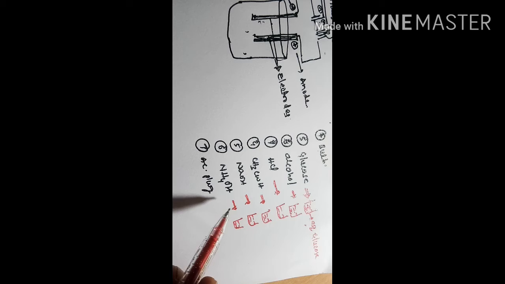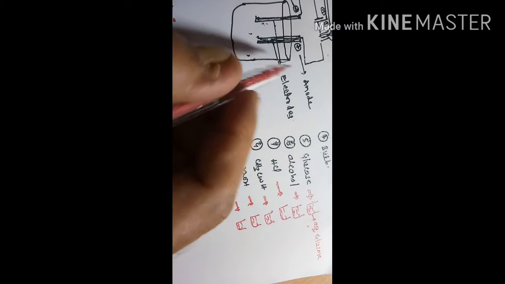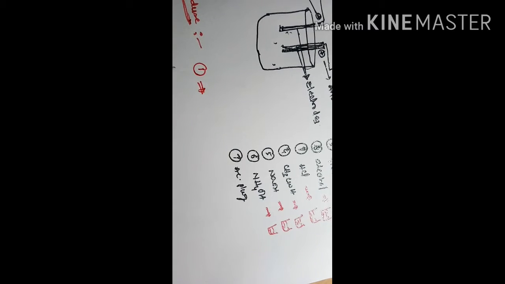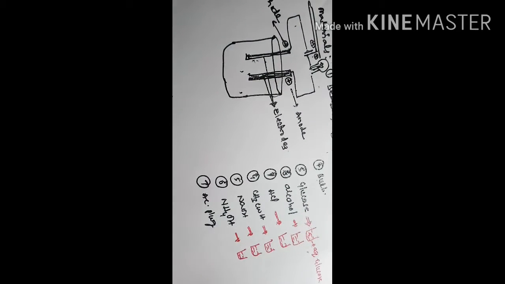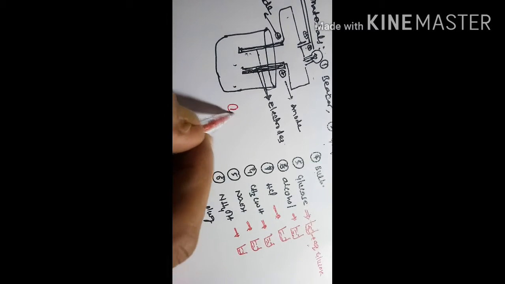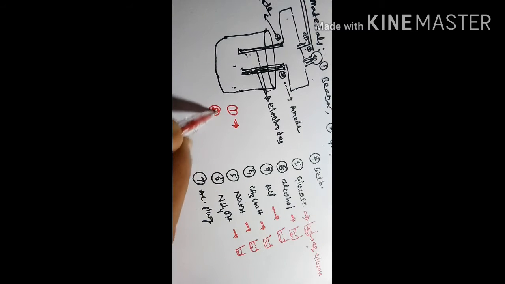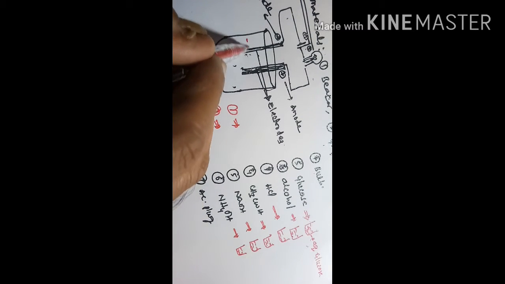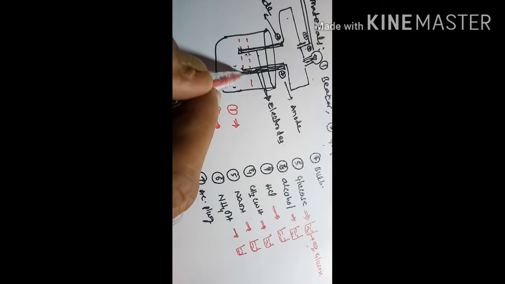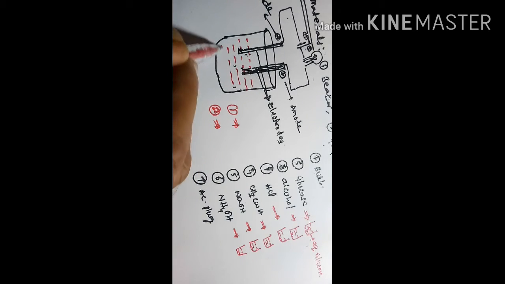In the procedure, first point, preparation of solutions, we should write. For the second point, now I will take glucose solution in this beaker.